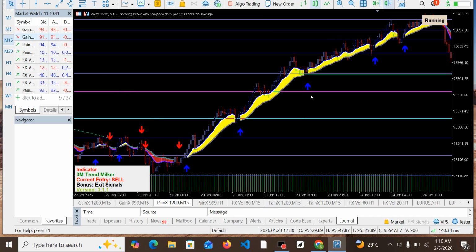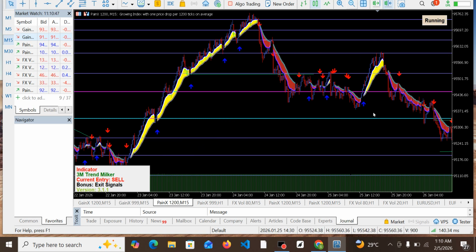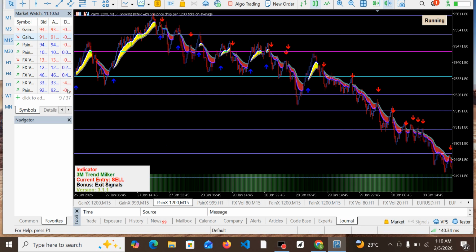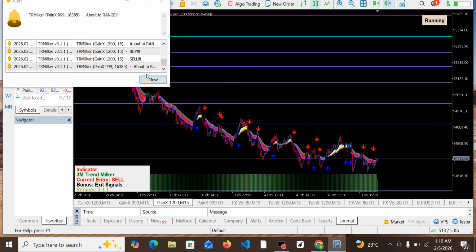This is PainX 1200. PainX 1200 started an uptrend right from here. Let's see the current chart. It started an uptrend right from here and it came to an end at this point. So yesterday, sorry, I want to see the current chart.